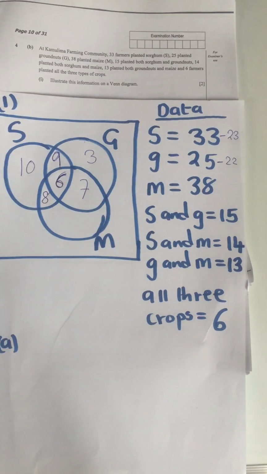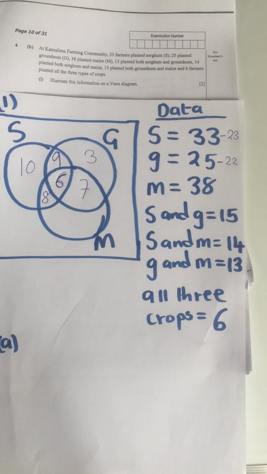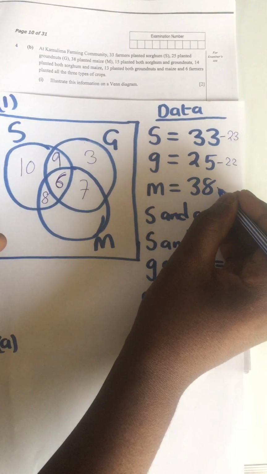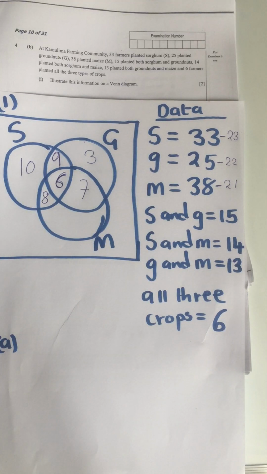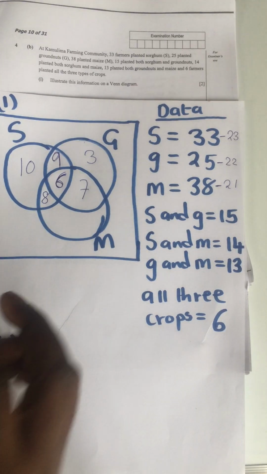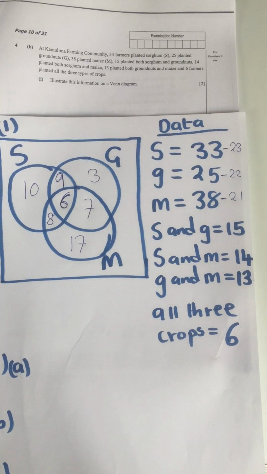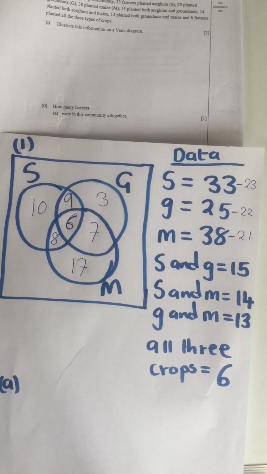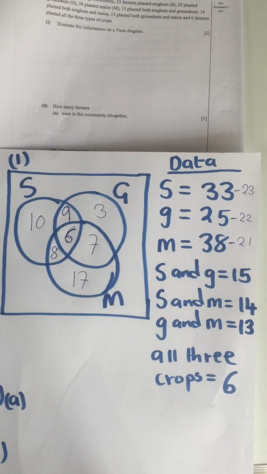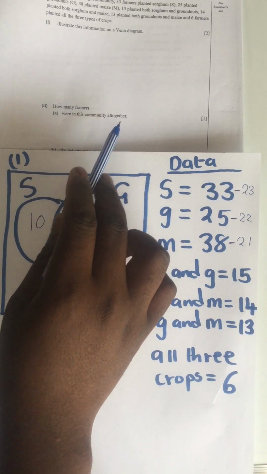You come here now to maize. You add everything in maize, which is 8 plus 6 plus 7. It's 21. So you say minus 21. So you say 38 minus 21. It's what? 17. You end, you get your 2 marks. That is the first thing. We come to question B. The question, which is question 2, is saying, how many farmers were in this community altogether?